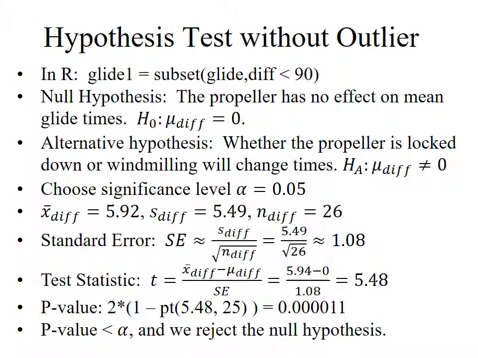Therefore, results like these would be really, really unlikely to happen if the null hypothesis was true. If the null hypothesis is true, it doesn't matter one way or another whether the propeller is locked down or not. Essentially, the null hypothesis says if you were to do this study again, you'd be just as likely to get the difference going the other way, about a 6-second difference with the times being longer with the propeller windmilling. That's what the null hypothesis says. So this is really unlikely in that case, and so we reject the null hypothesis. We have a statistically significant difference.